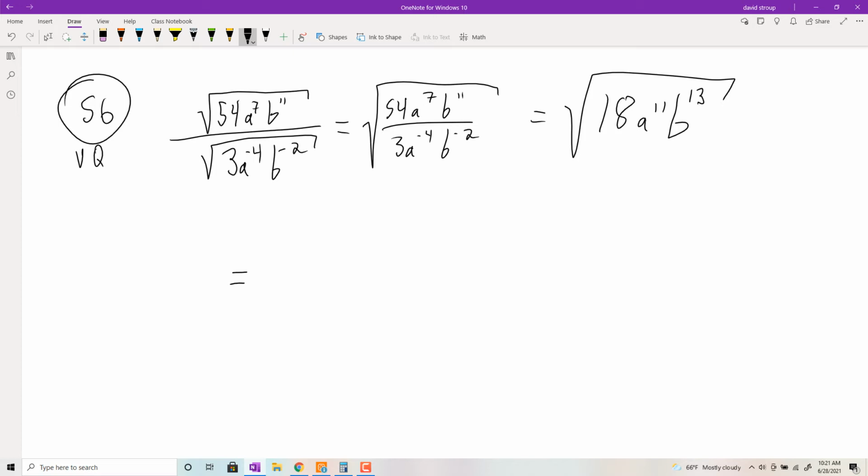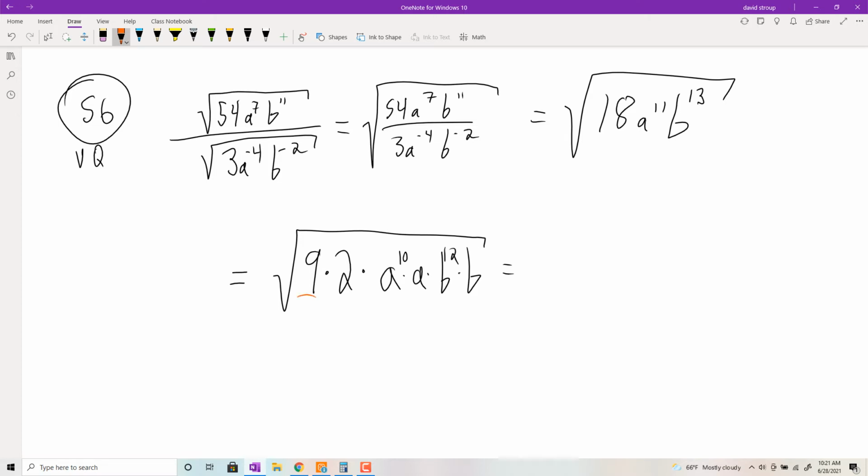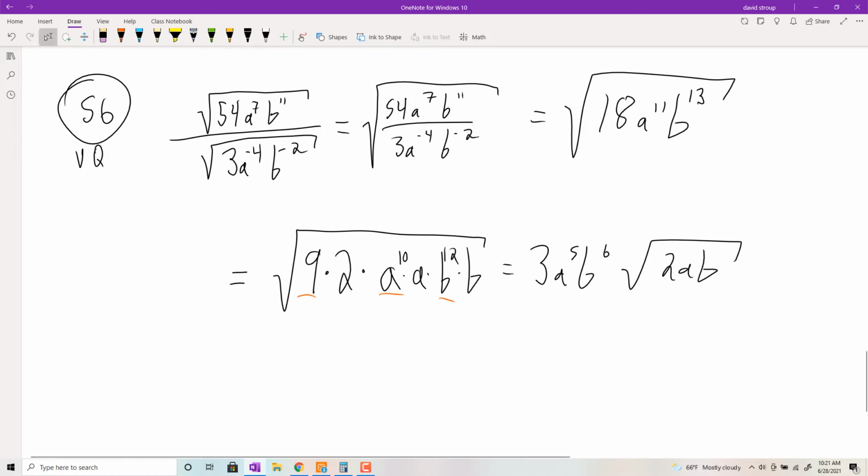Okay, so anyways, looking for perfect squares now, so factoring them. 18 is 9 times 2. And then I have a to the 10th times a, and then b to the 12th times b. And then you can march out our perfect squares, this guy, and this guy. So we'll have 3a to the 5th, b to the 6th, and then the square root of 2ab for our final answer. So that'd be video quiz.